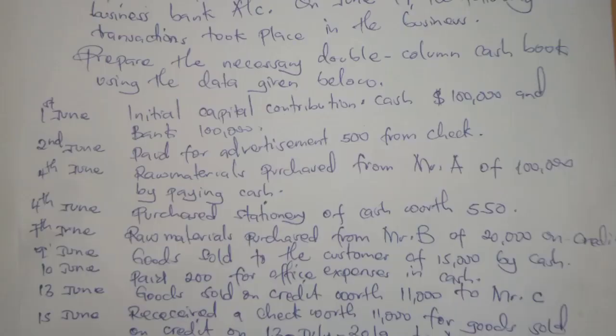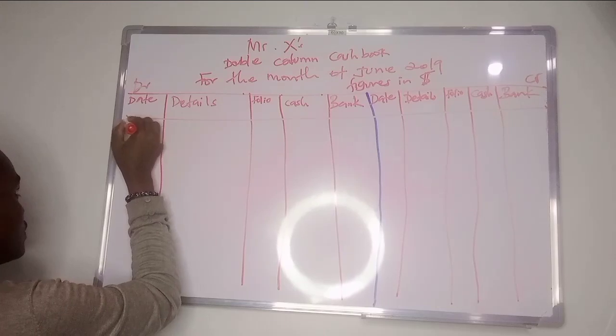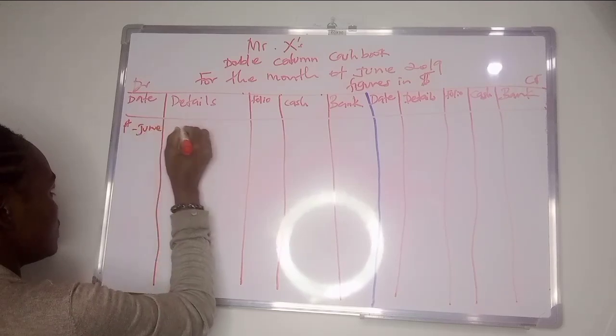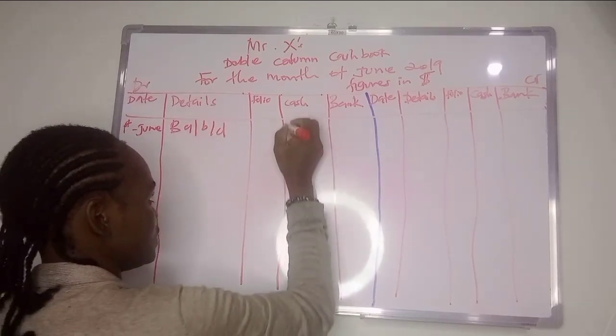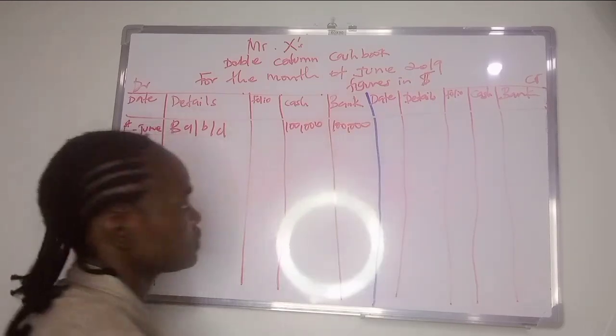So let's continue with the question. On 1st June, there was an initial capital contribution of cash 100 and then bank 100. That is the initial capital. So we are going to use that as our opening balance. We shall write it as 1st June, then our opening balance. It is written as balance brought down. So cash is 100, then bank is also 100,000.